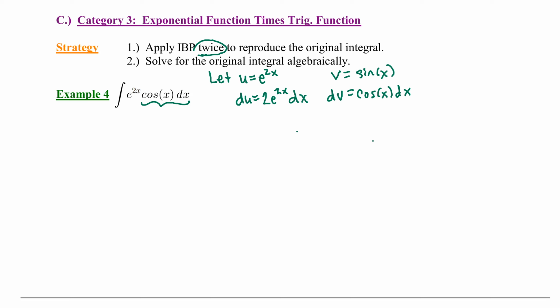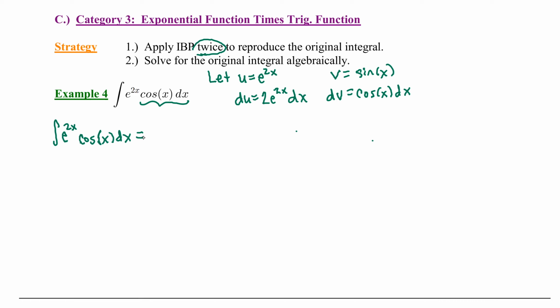Now notice, when I'm working this particular category of problem, I am going to make sure and write the original integral over here on the left side. That's an important step because we're going to see this integral reproduced on the next round. But for now, we're going to apply our integration by parts formula. We have u times v, that's e to the 2x times sine of x, minus the integral of v, which is sine of x, times du, which is 2e to the 2x dx.